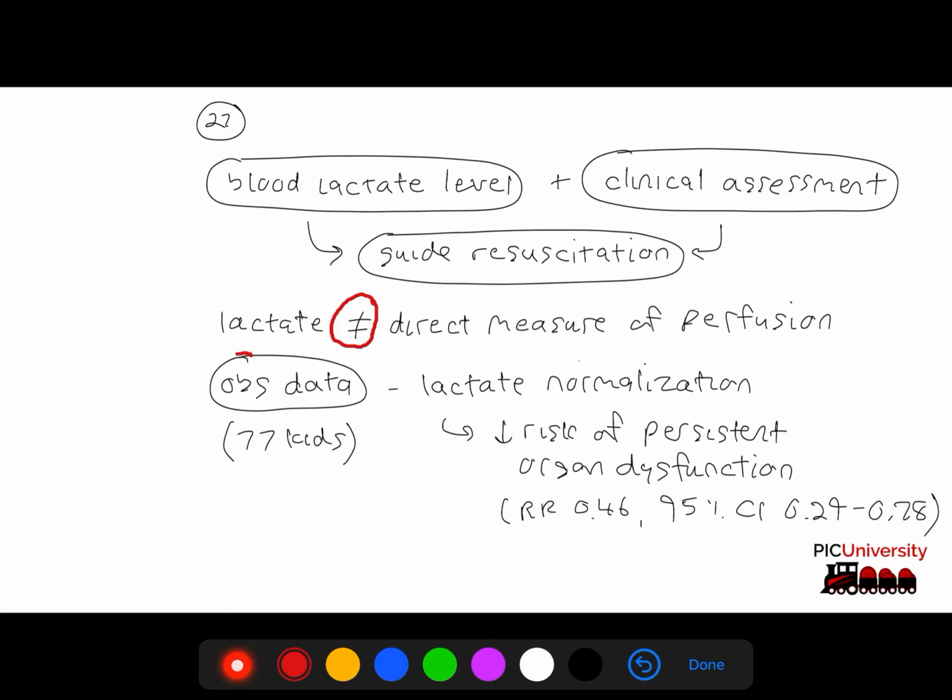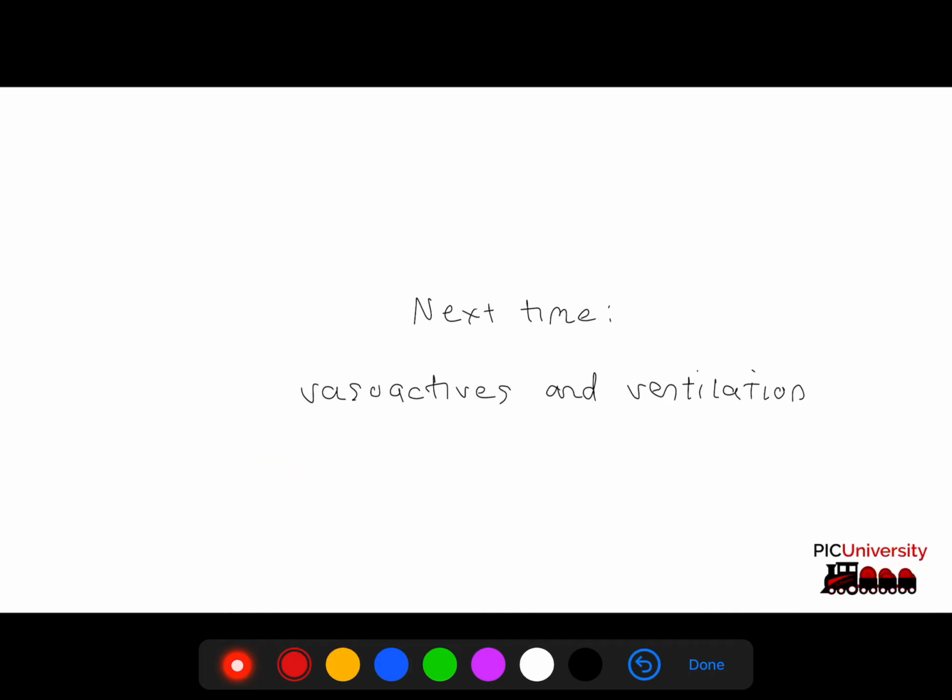And this is supported by some observational pediatric data. A study looking at 77 children found that rapid lactate normalization was associated with a decreased risk of persistent organ dysfunction with a relative risk of 0.4. So that concludes our Chapter 2, looking at fluids and hemodynamic monitoring for patients with sepsis and sepsis-associated organ dysfunction. Next time, we'll dig into a meaty chapter looking at the recommendations on vasoactives and ventilation strategies.